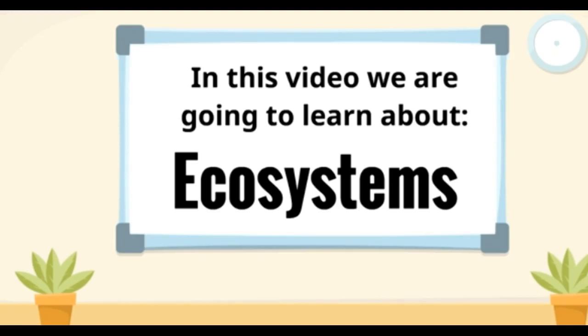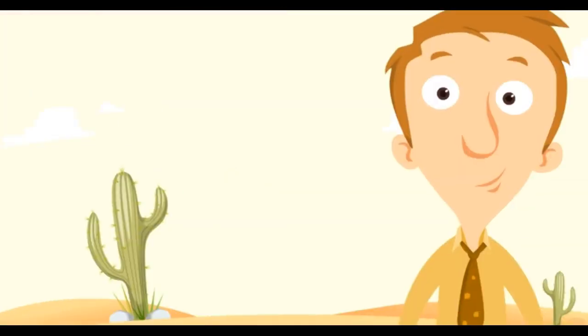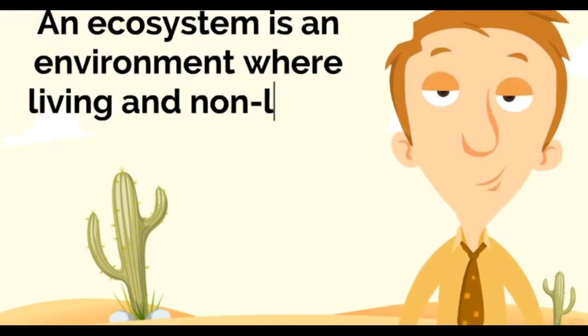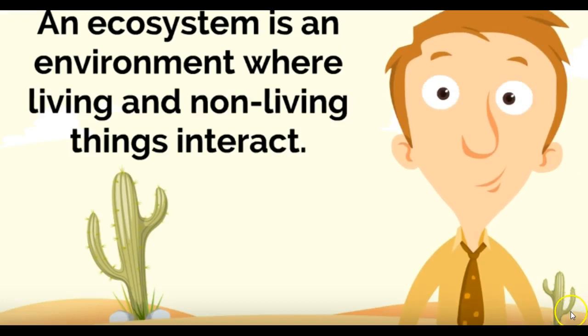In this video, we are going to learn about ecosystems, and we're going to have a ton of fun because ecosystems are super cool. So, what is an ecosystem? Well, an ecosystem is an environment where living and non-living things interact. An ecosystem is an outdoor environment.